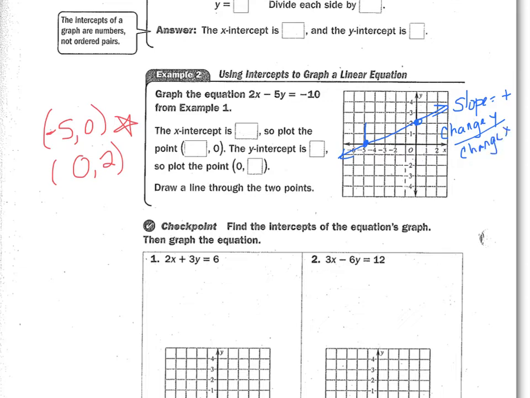How many are we going up? It's 2 over, how many are we going over? 1, 2, 3, 4, 5. So the slope is 2/5. Lots you can tell about this.